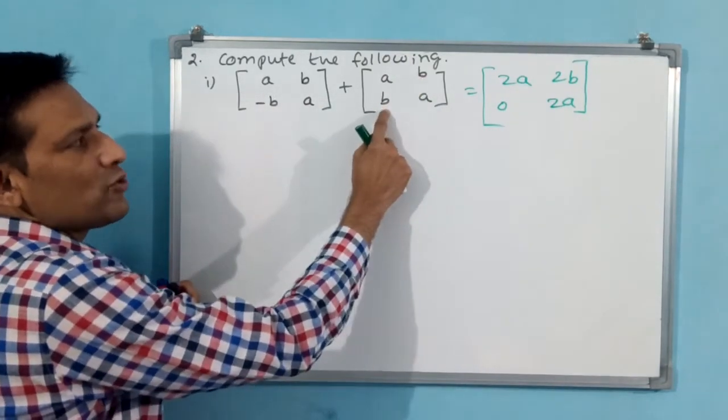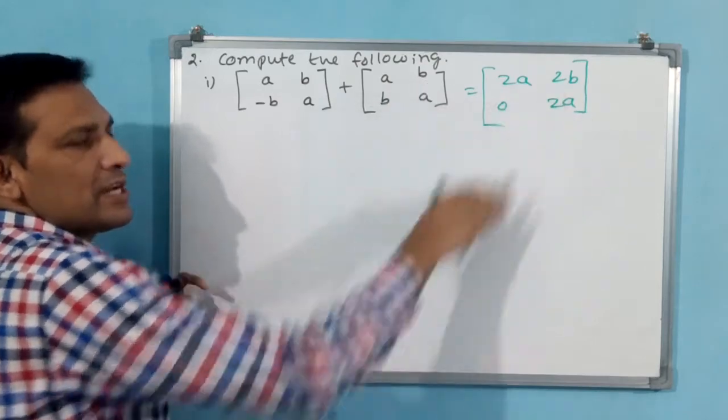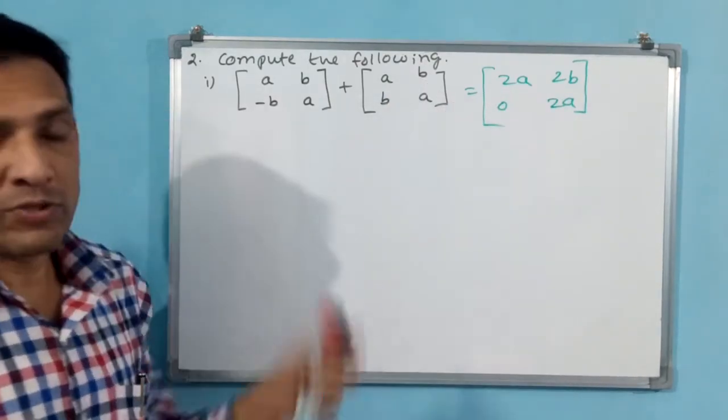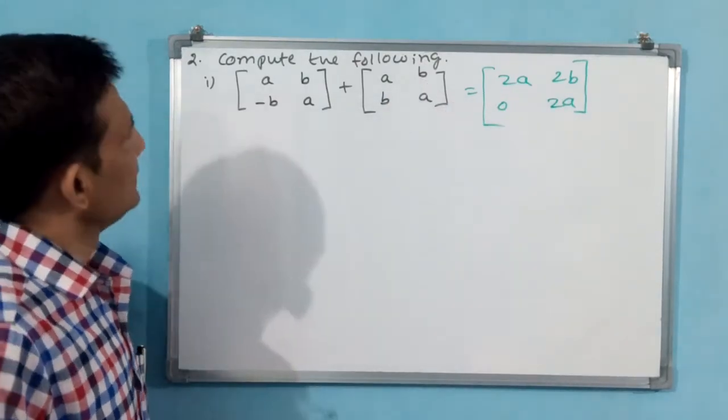A, B, but here 0 will come. A, B, 0, A, it's going to come. But 2 you have to take outside as a scalar.